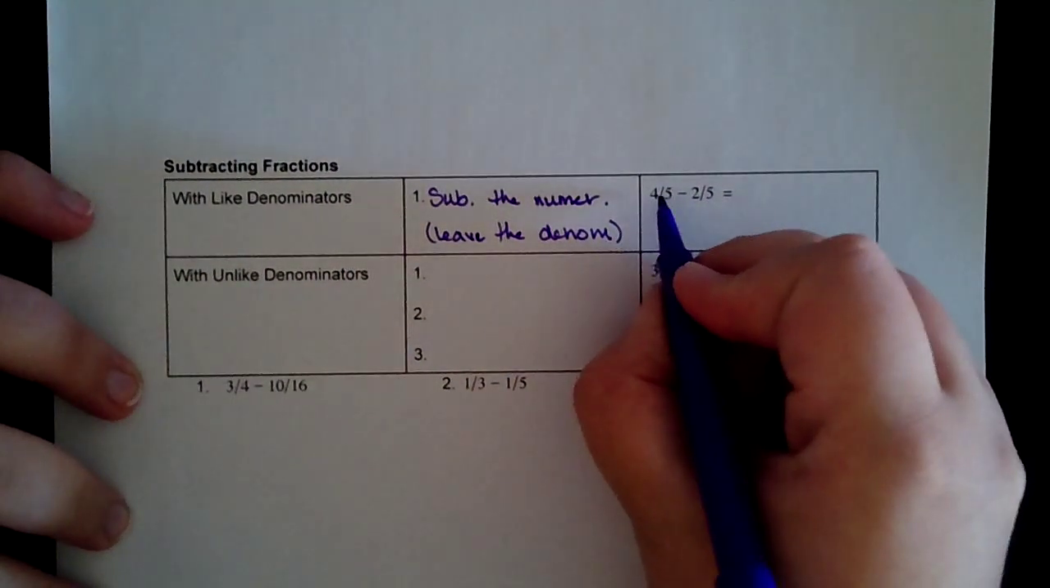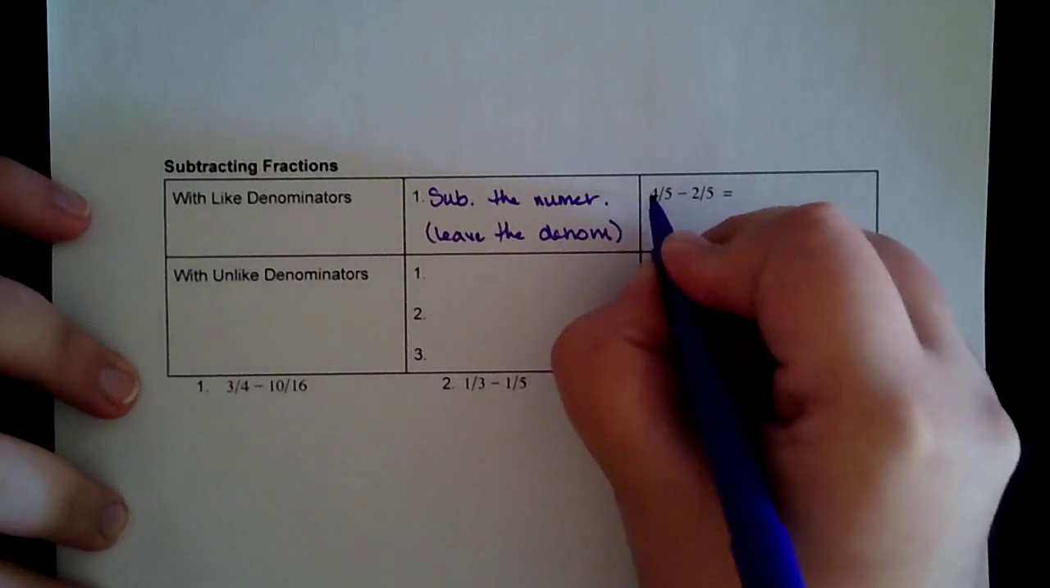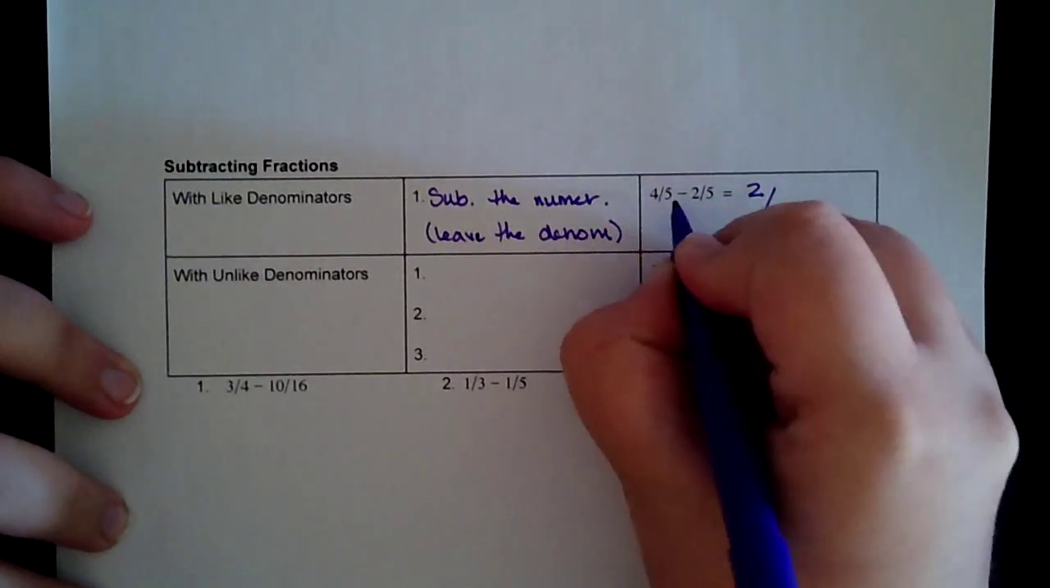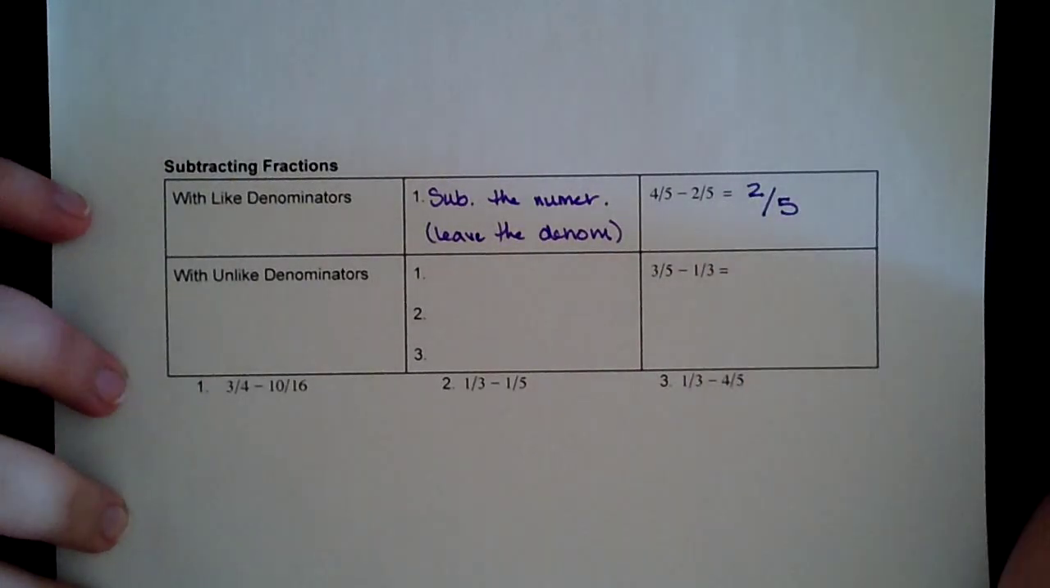So in this case, 4/5 minus 2/5, I'm going to subtract the numerator. 4 minus 2 is 2. Leave the denominator alone, 5. Reduce, usually. In this case, I can't, so that is my final answer.